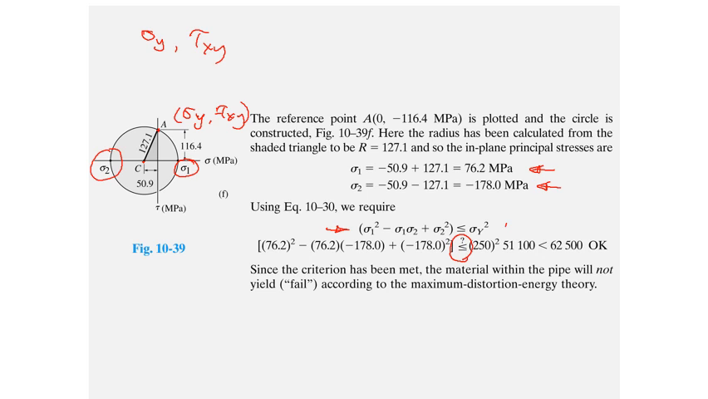This calculation is from the textbook. If you calculate everything on the left, we will get the value 51,100, whereas sigma yield squared is 62,500. Therefore, the value on the left is actually smaller than the value on the right. Therefore, it is okay. It does not fail according to the von Mises or maximum distortion energy theory.